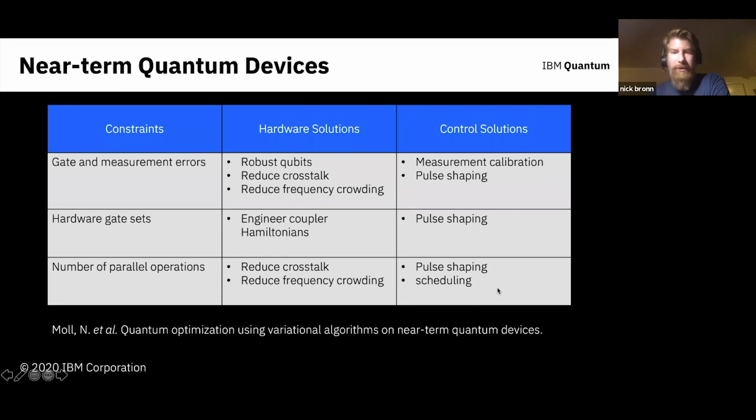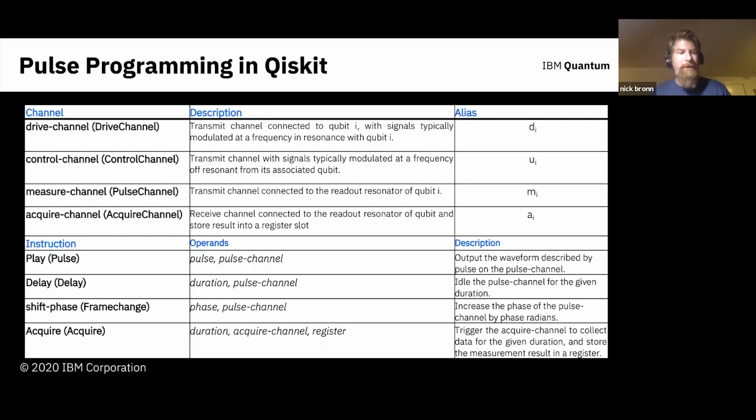But there are certain things we can do, and I'll show this later, especially with that rotary echo. There are certain things about pulse shaping and scheduling that will allow us to get around certain problems. Finding clever ways to cancel out the interactions that we don't want is one of those tricks. So let me get down to what pulse programming in Qiskit is.